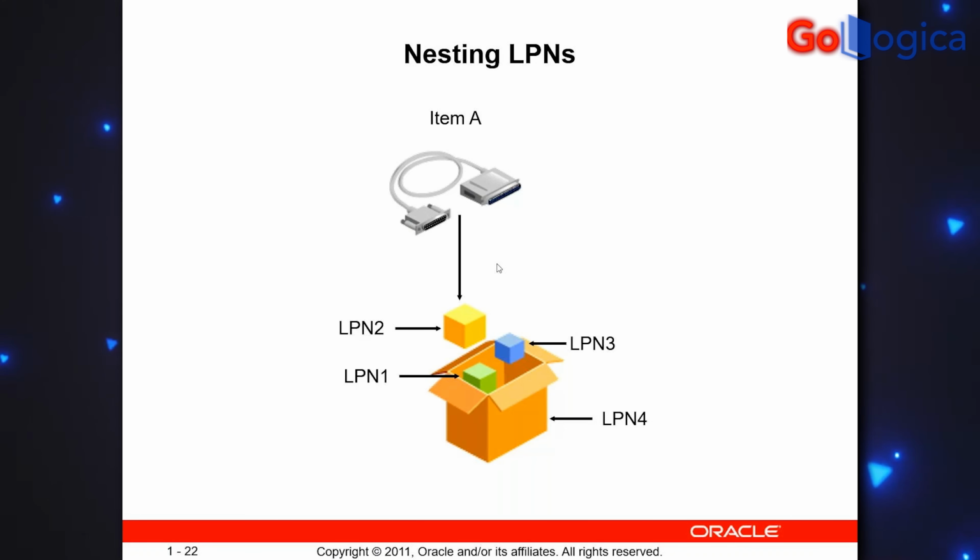Like if you see in this picture, LPN 4 has two LPNs, LPN 1 and LPN 3, going in, and LPN 2 has another item A in it. So this is what nesting of LPNs is, and it is also supported by WMS. For example, you can have one LPN over another LPN over another LPN, likewise.